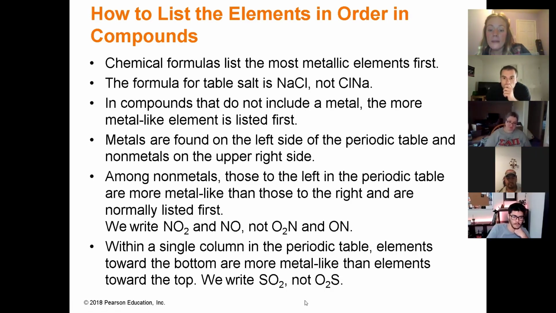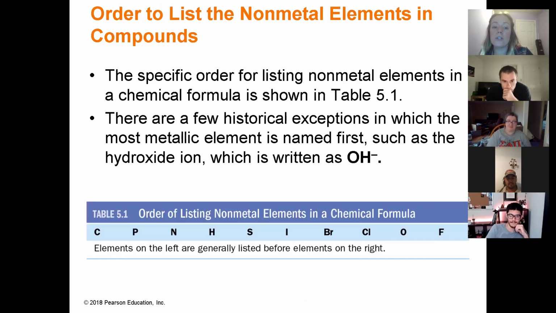Same thing with sulfur and oxygen. If you look, sulfur is below oxygen, meaning it's closer to the zigzag line. So we're going to say SO2, not O2S, because we want to follow the system. Are there exceptions? Oh my gosh, there are always exceptions to every rule. That's just how it goes. I'm not going to test you on exceptions. You do need to know this one.